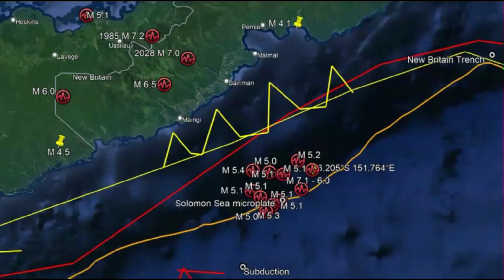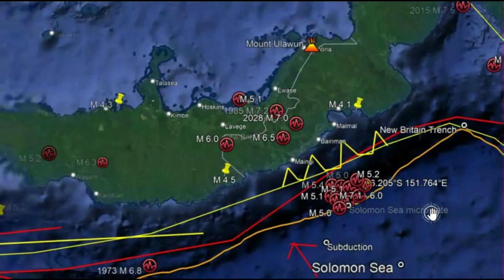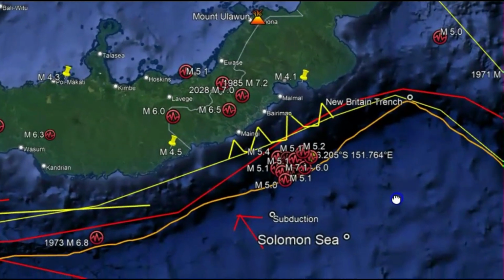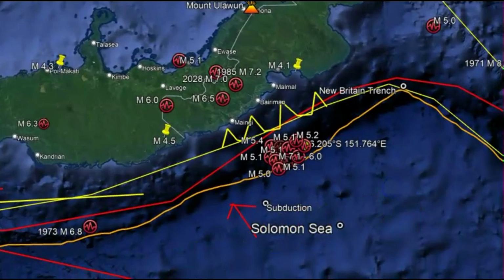Here at the New Britain Trench, the Solomon Sea Plate is converging with the South Bismarck Plate at a rate of about 85 to 120 millimeters a year, with the Pacific Plate moving at a rate of 145 millimeters per year. The current northward bound subduction of the Solomon Sea Plate started about 10 million years ago. The New Britain Trench marks the plate boundaries in the north.